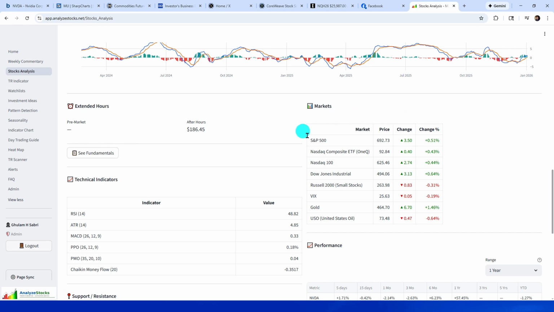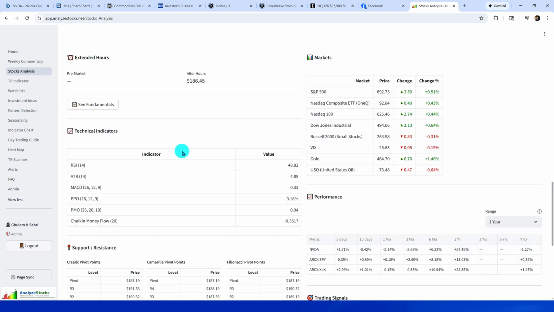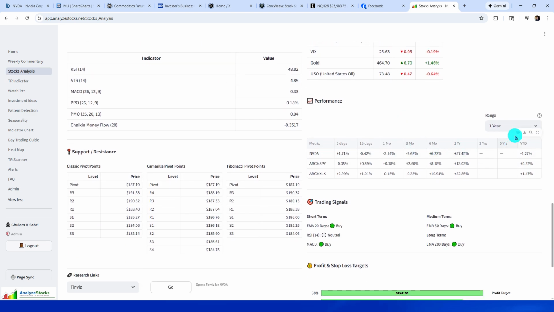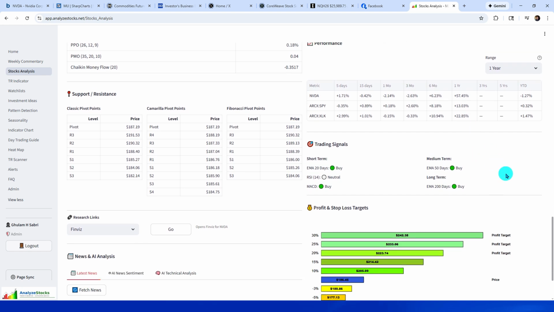This is the area for the general markets, how the markets are moving, with technical indicators plotted here, and the performance of Nvidia, its sector and the overall market over a period from 5 days up to five years. So for example, you can very quickly see that Nvidia has outperformed both the broader market, which is SPY in this case, and XLK, which is its technology sector.